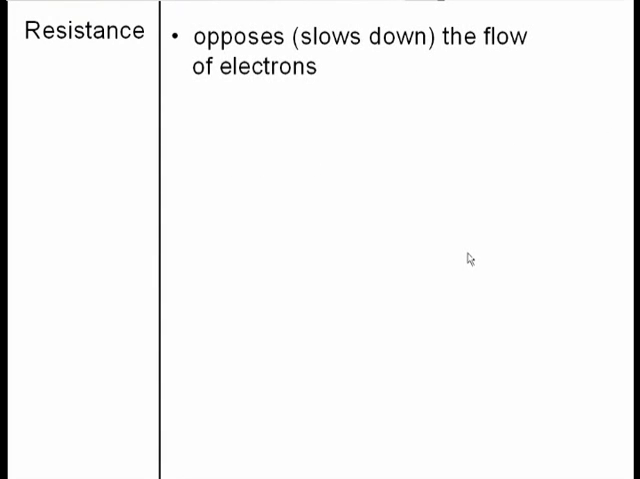So the resistance is something that opposes or slows down the flow of electrons. And we use this term, we say it slows down the current. The actual speed isn't going slower, there's just fewer electrons flowing. But it's easier to think of that the current is slowing down. So resistance is measured in units called ohms. This is the Greek letter capital omega. We use that for the symbol for ohms.